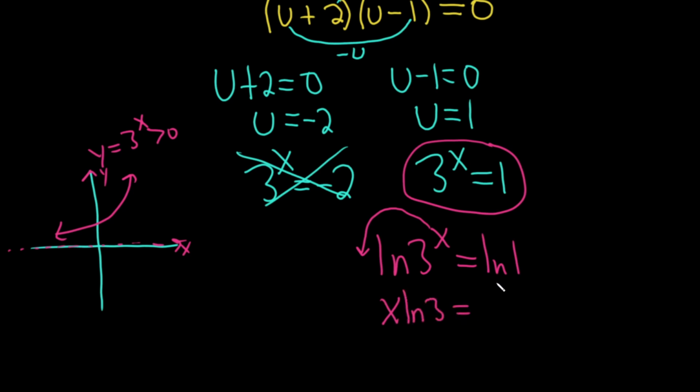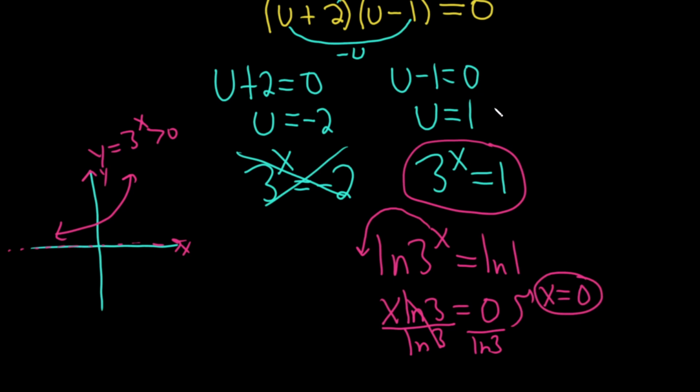The natural log of 1 is 0. Then divide by the natural log of 3. 0 over a non-zero number is 0, so we get 0 as the solution. Again, another way is to look at it and say, hey, wait a minute, x has to be 0 because 3 to the 0 is equal to 1. Boom. This is the solution.